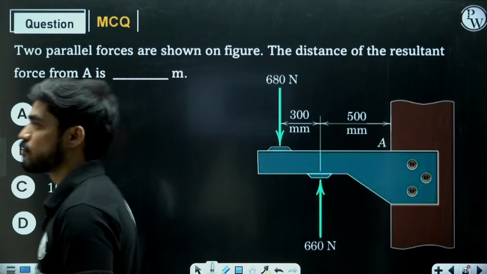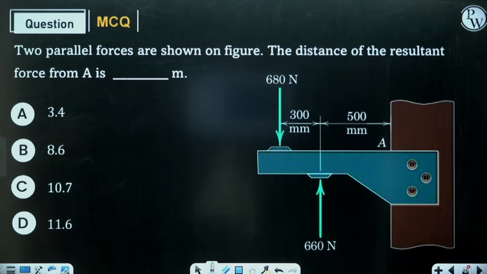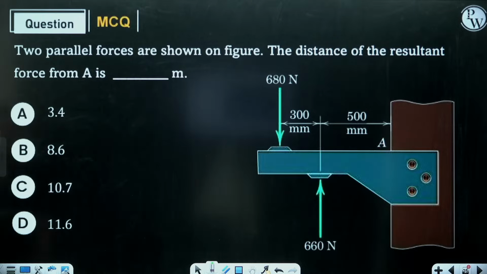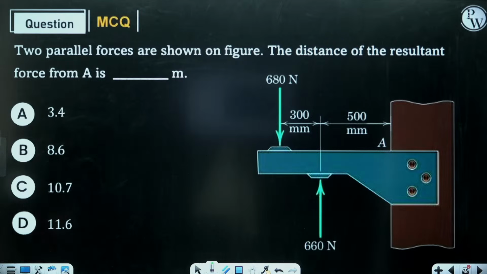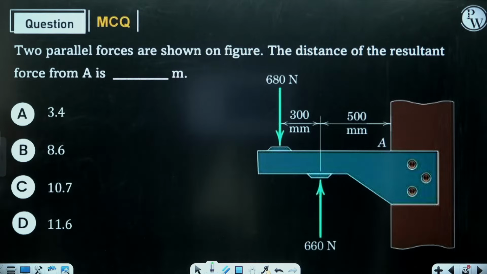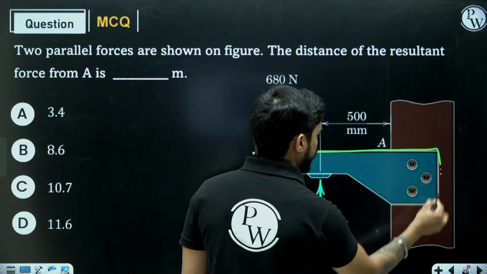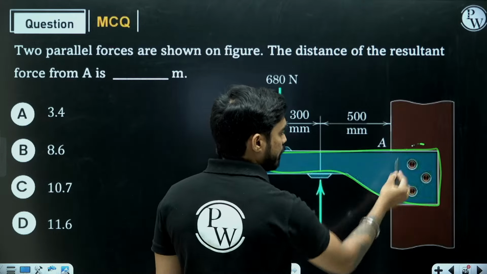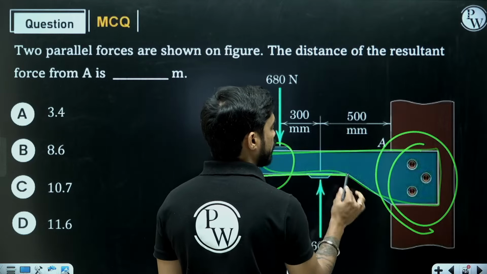Two parallel forces are shown in the figure. Distance of the resultant force from A is? Solve this one quickly. I hope you will be able to solve it on your own. Here there are only two forces. It's a cantilever type of structure. This is known as a cantilever. One end is fixed and the other end is free. So this is known as a cantilever.